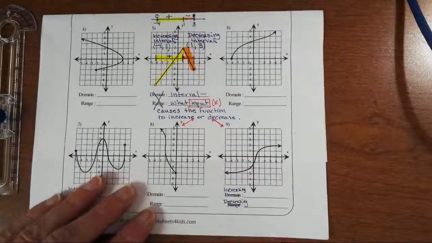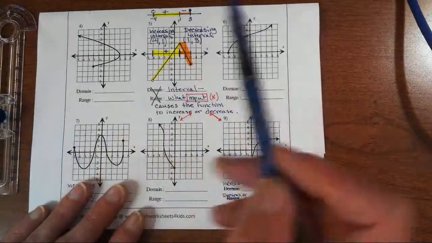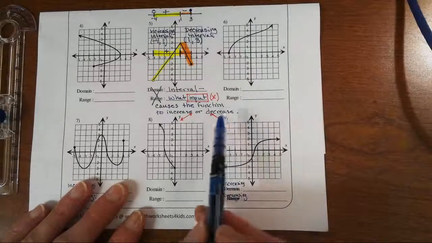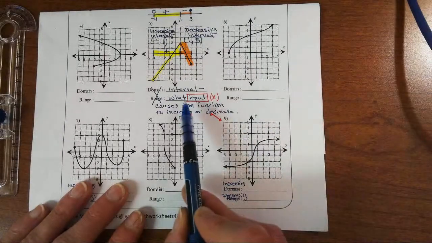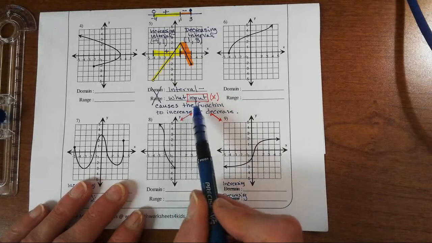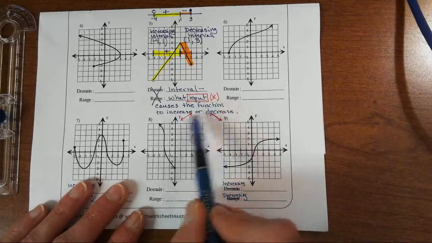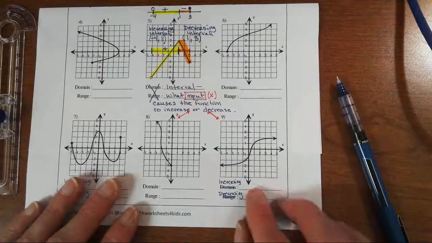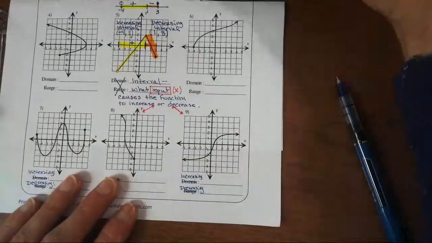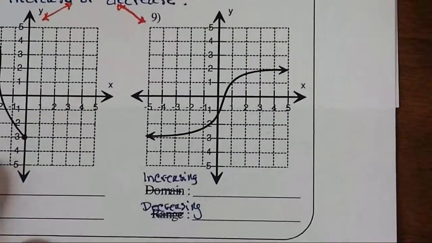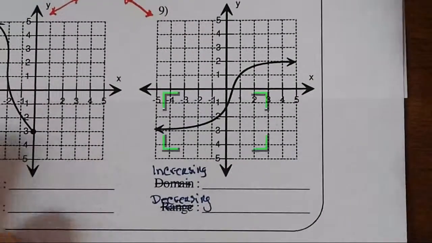In my last video, we looked at intervals, and we were looking at increasing and decreasing intervals. Just a reminder that when I'm looking for increasing or decreasing, I'm asking what input of x causes the function to increase or decrease. So let's look at this example over here. We're going to look at example number 9. Zoom in so we can get a nice, good look at it.